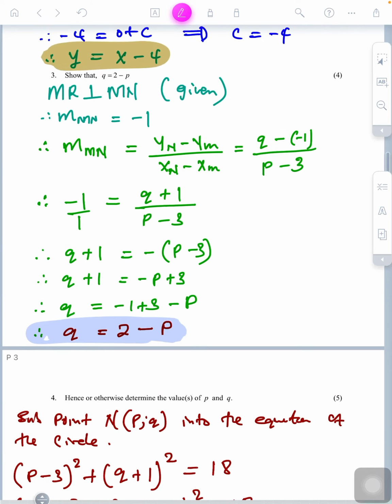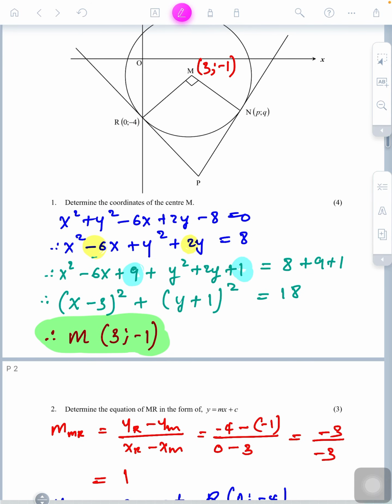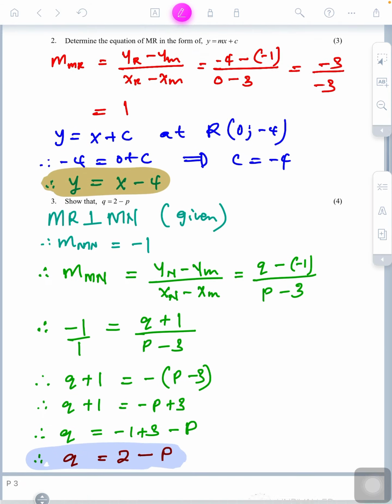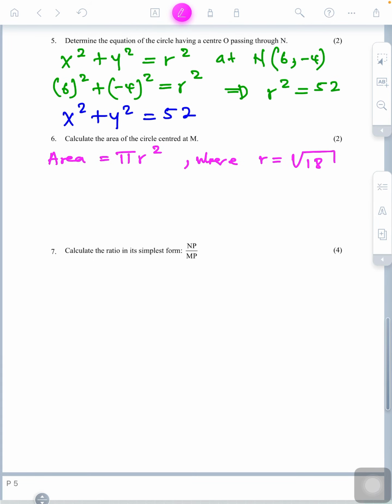Remember, you had the circle here, which was x minus 3 all squared plus y plus 1 all squared is equal to 18. So this is r squared, it's not the r. So if you want to get the r, you have to take the square root of that 18, which in this case gives us the square root of 18.